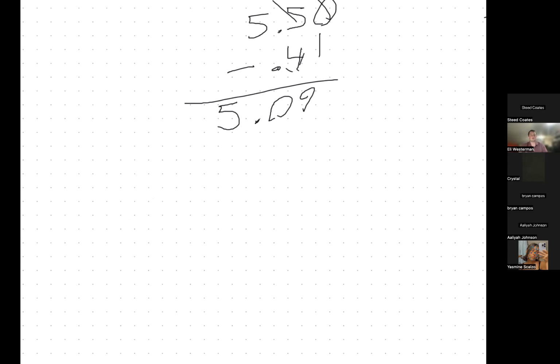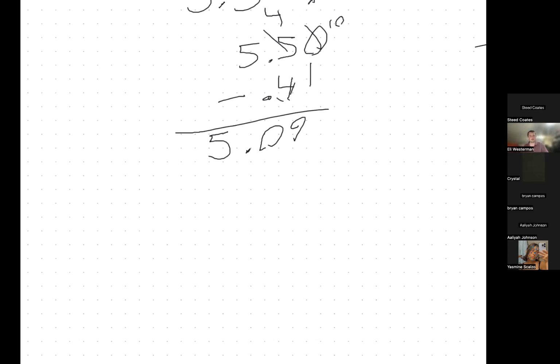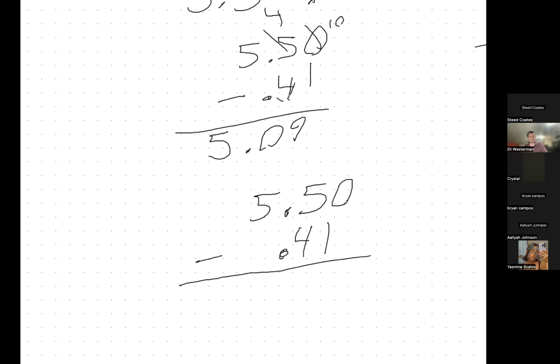So if we line them up, remember we've got to have the 5.5, then we put the decimal place right beneath it for 0.41. Then there's a placeholder 0 here. 10 minus 1 is 9. Then right here, 5 goes down to 4, and that becomes 0, and then 5 there.